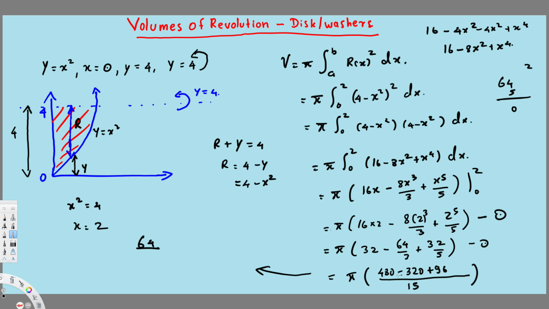480 minus 320 is going to be 160. 160 minus 96 is going to be 64, right? 64 divided by 15, and that's our final answer.